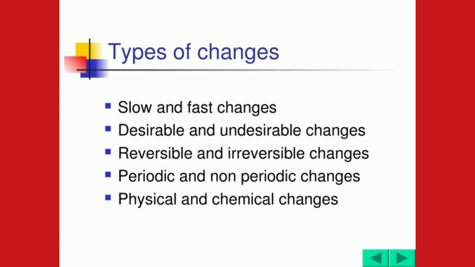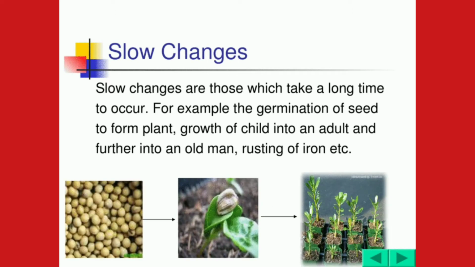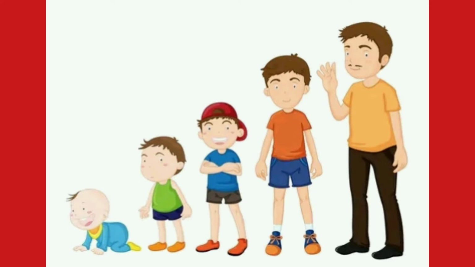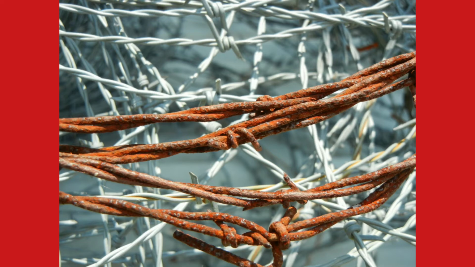Next, coming to the types of changes, the first one is slow and fast changes. Slow changes are those which take a long time to occur. That means these are also a type of change, but it needs too much time to identify. The examples are the germination of a seed to form a plant. Here in this picture, you can see the seeds, and it needs too much time for germinating the seeds and growing up to the length of the plant. Even the growth of a child into an adult takes some years. And even the rusting of iron needs some months. So the changes which need too much time are considered slow changes.